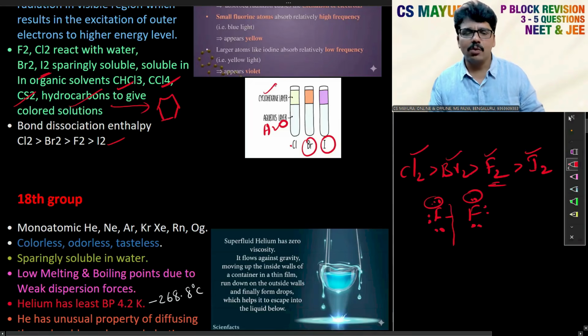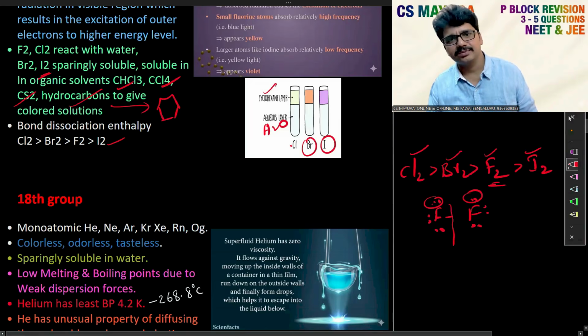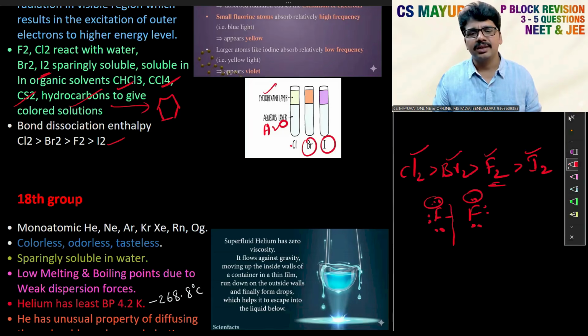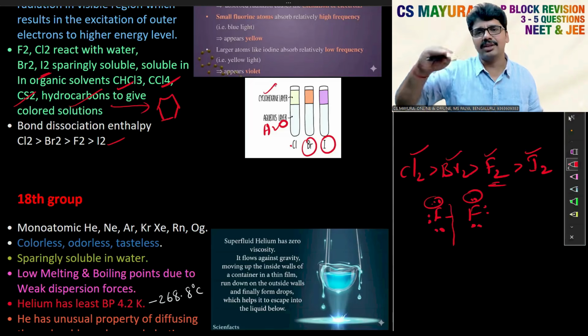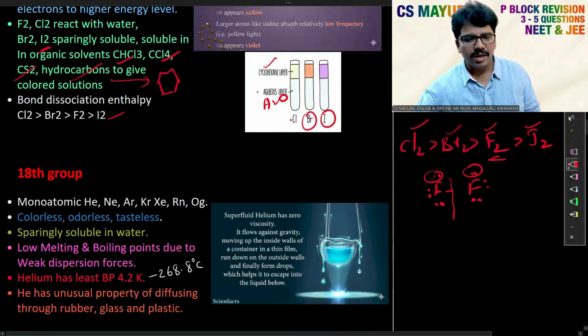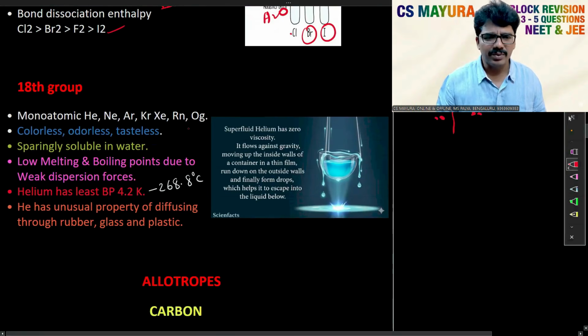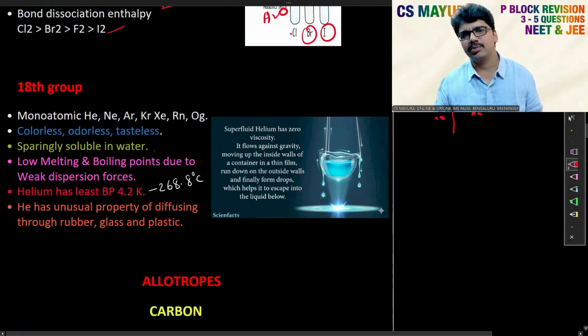So these halogens are more soluble in organic solvents, first point. Halogens are less soluble in water, that is the second point. And the third point is that these halogens form colored solutions with organic solvents, and it appears at the top of the test tube. Coming to group 18 elements, all group 18 elements are monoatomic: helium, neon, argon, krypton, xenon, radon, all are monoatomic.